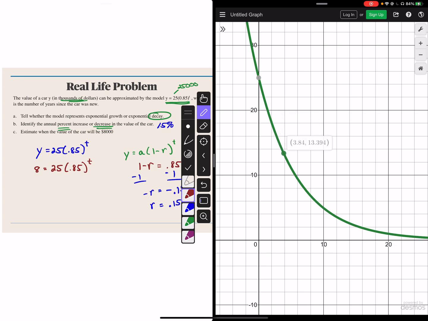So after 3.8 years, it's worth $13,000. Now we're looking for 8,000, so I'm just scrolling here. There we go. 8,000, about 6.8 years. So to estimate when it will be, I'm going to estimate approximately 7 years would be a good answer for that.